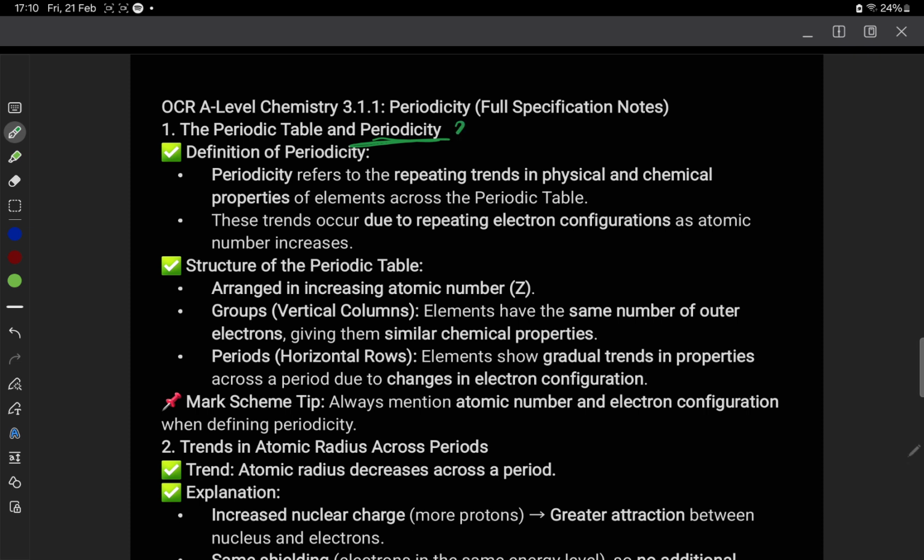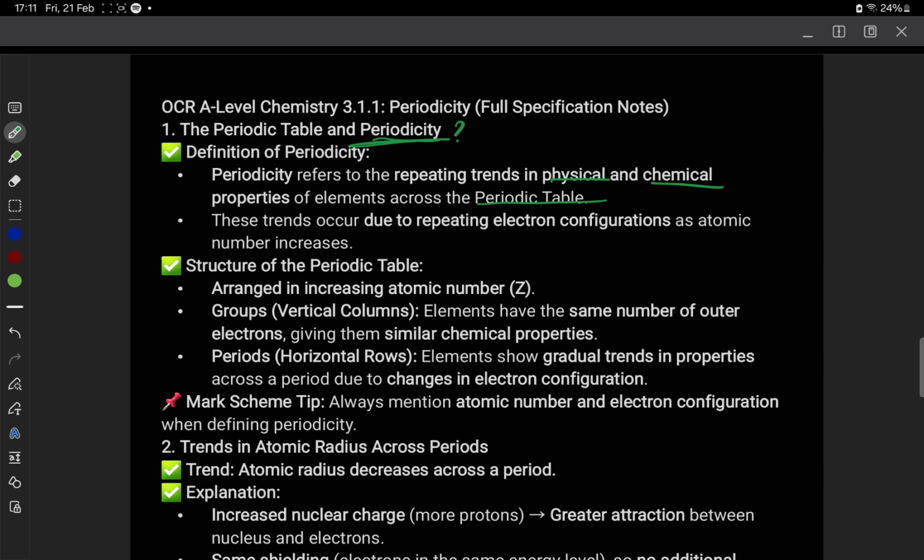What is periodicity? So, what does periodicity even mean? It's simple. It's just the repeating trends in physical and chemical properties as you move across the periodic table. You have seen the periodic table with rows and columns and wondering what does it even mean. So, it's just filled with elements and we have certain trends in the periodic table.